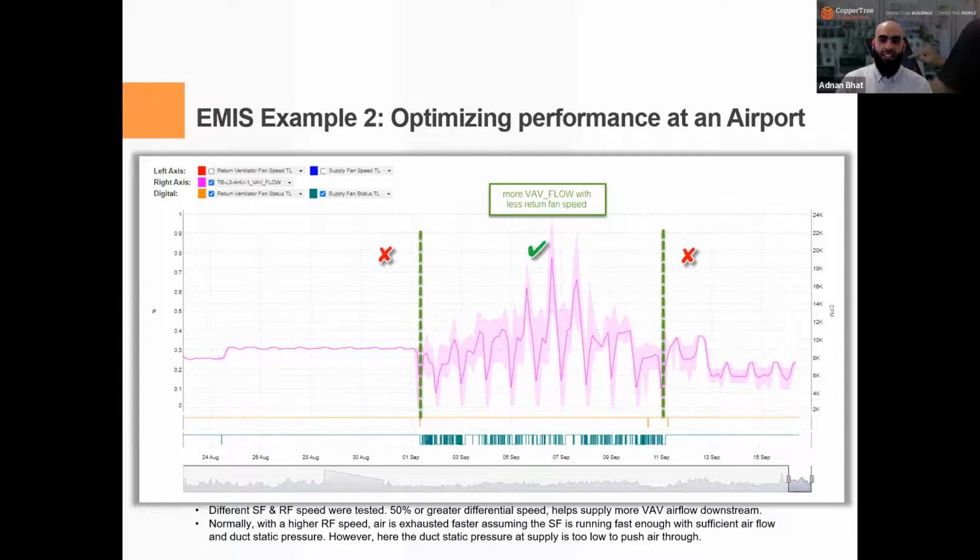So the pulling at the exhaust side needs to be matched equally to the pushing on the supply side. Otherwise, we will create a negative space pressure. So in this particular case, a higher differential of supply and return air fan is needed, and not just a higher return fan to exhaust the air out and produce more VAV airflow.